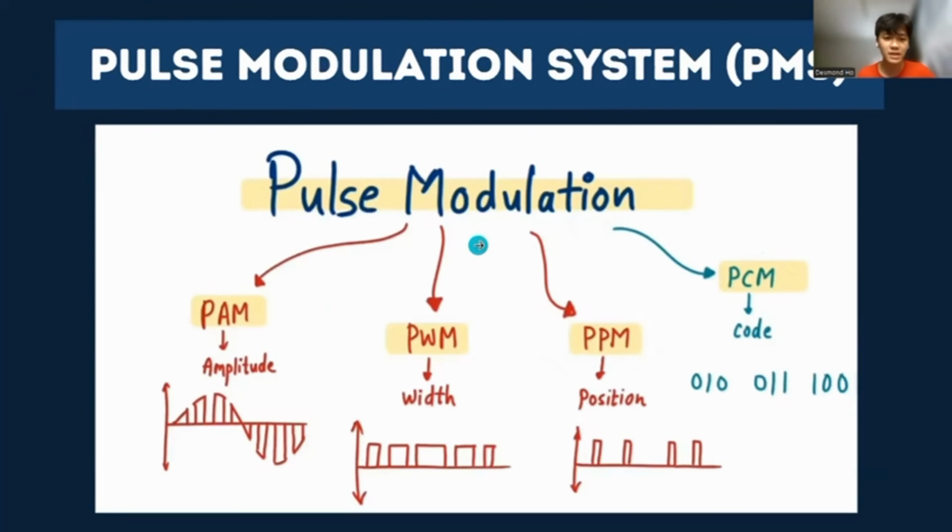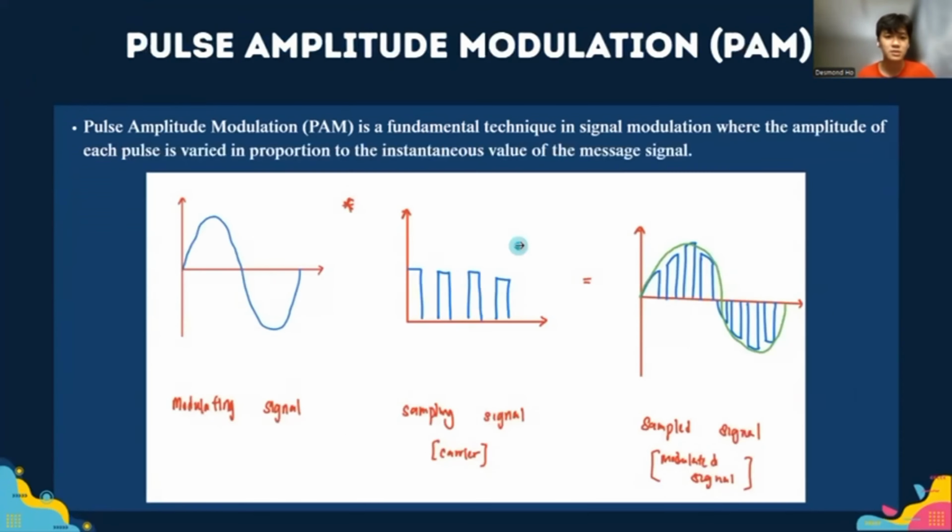From this diagram, we can see that we have 4 types of pulse modulation, which are PAM, PWM, PPM, and lastly PCM. Today, our topic is mainly focused on PAM. So what is PAM? PAM is a fundamental technique in signal modulation where the amplitude of each pulse is varied in proportion to the instantaneous value of the message signal.